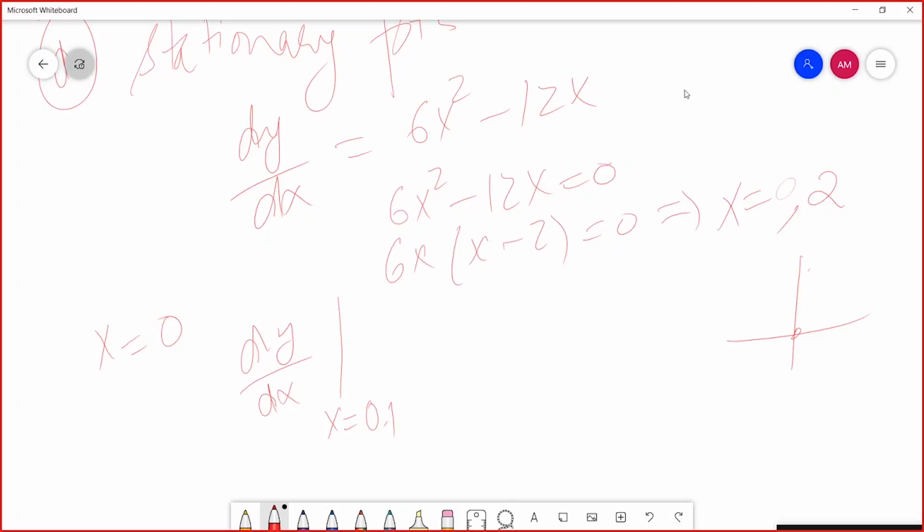So what would dy upon dx be at 0.1? It is 6 times 0.1 squared minus 12 times 0.1. So what is the answer then? 0.06 minus 1.2.